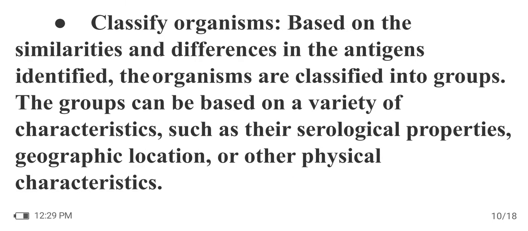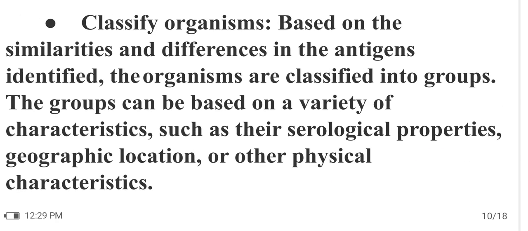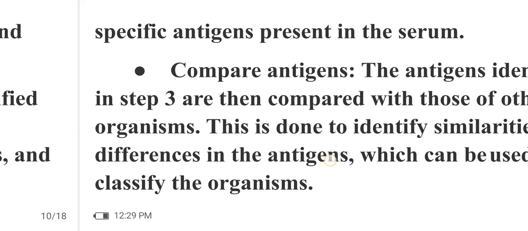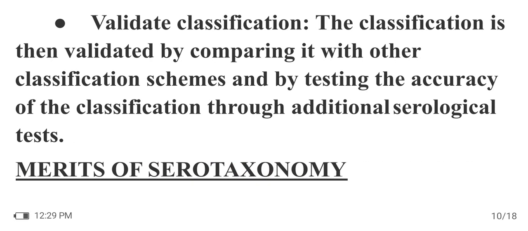Then classify organisms based on similarities and differences in the antigens identified. The organisms are classified into groups. The groups can be based on a variety of characters, such as their serological properties, geographic location, or other physical characteristics. Then validate the classification once again. First, collect the blood sample, separate serum, identify antigens, compare antigens, classify organisms, and validate classification.